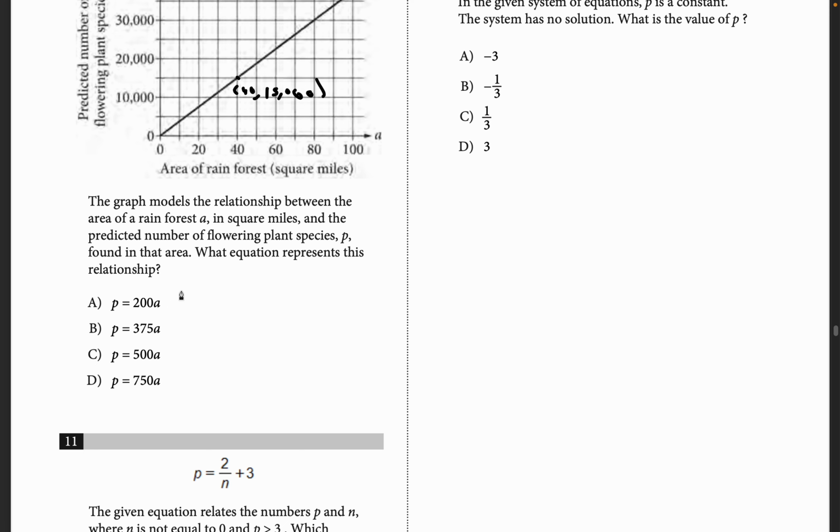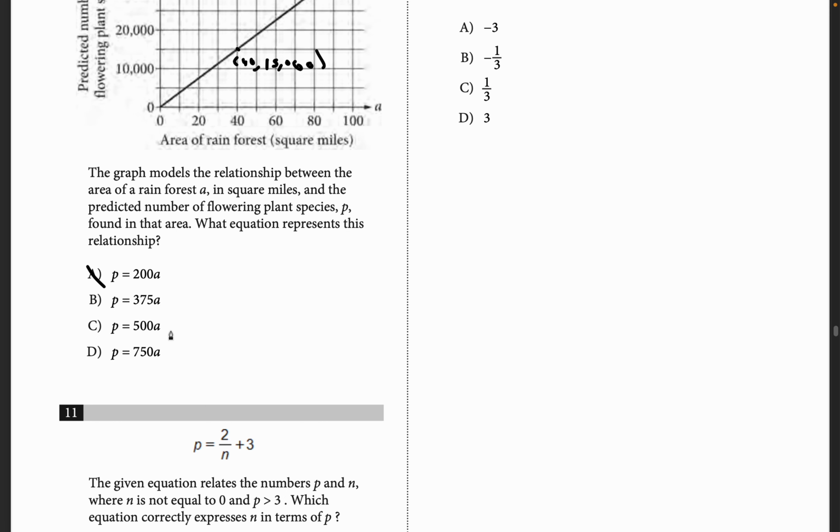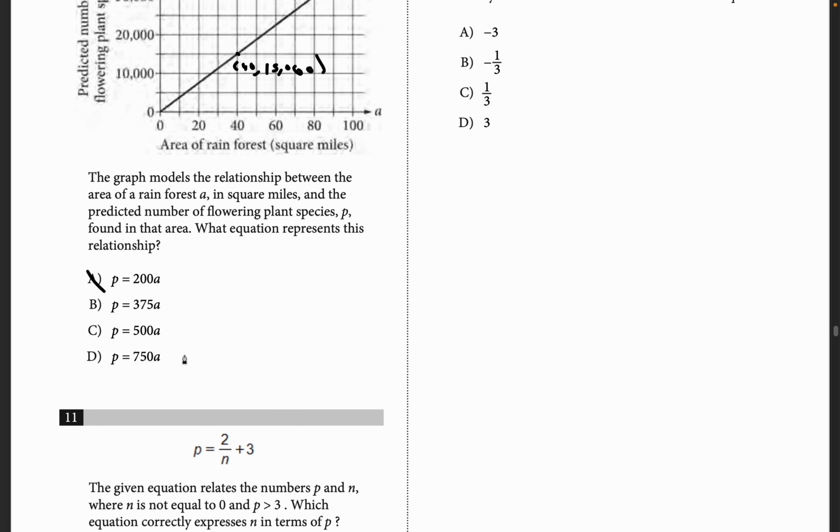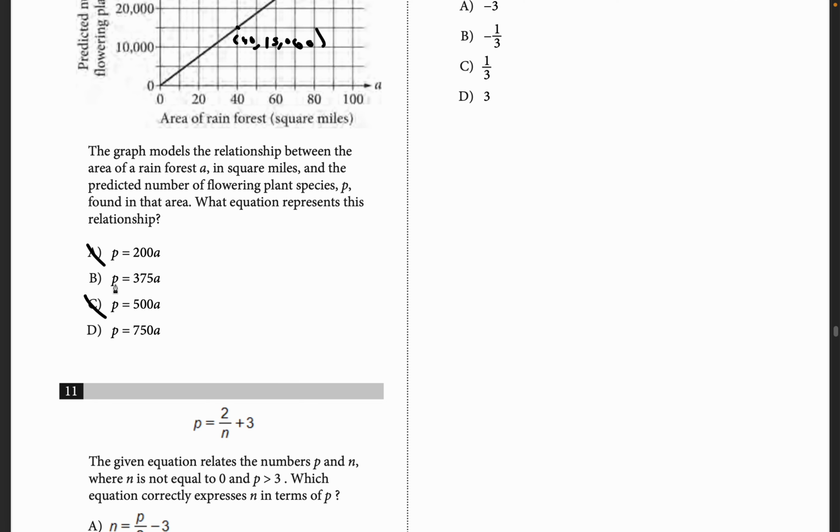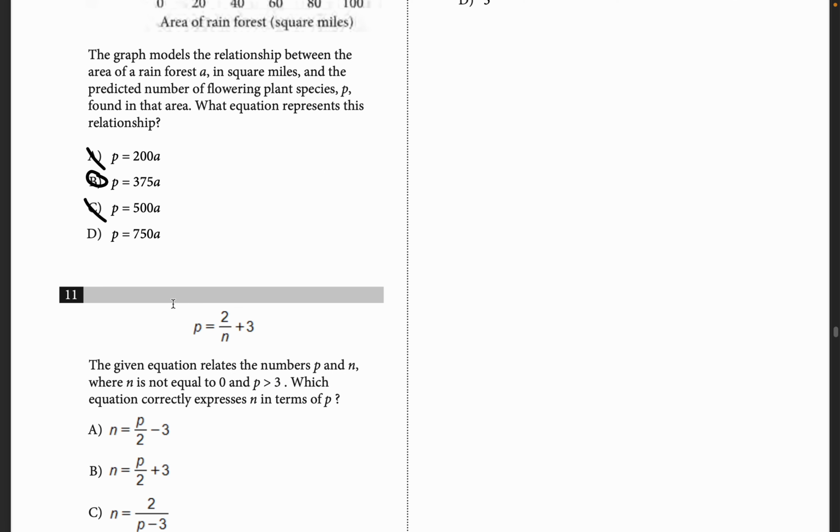200 times 40, that is 8,000. That's incorrect. You want close to 15,000. 500 times 40, that's 20,000. So you want it just in the middle. That's gonna be that one. And then this is too big.